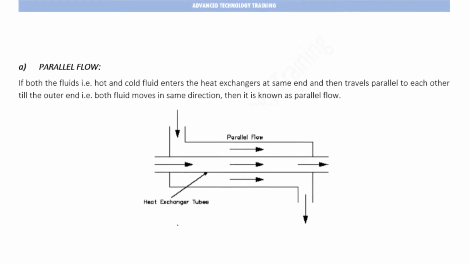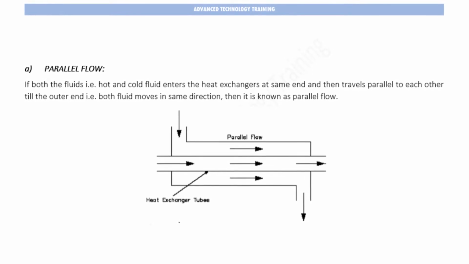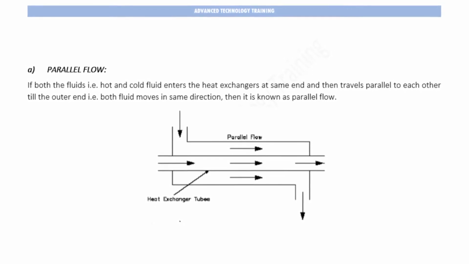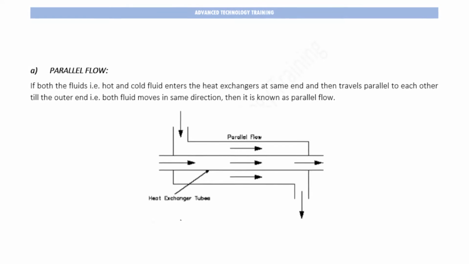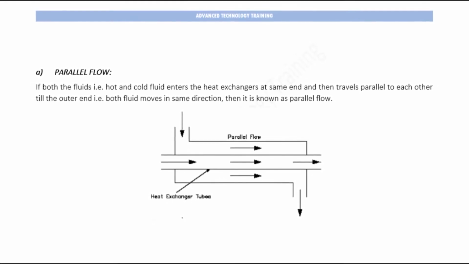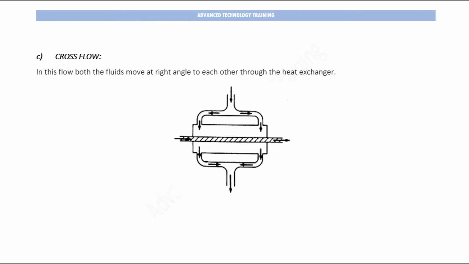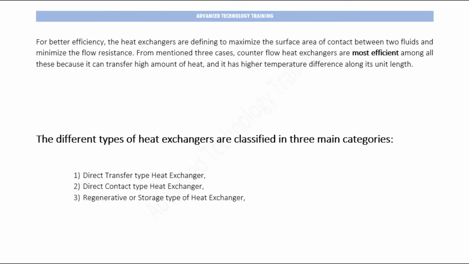A. Parallel flow. If both the fluids, i.e. hot and cold fluid, enter the heat exchanger at same end and then travel parallel to each other till the outer end, i.e. both fluids move in same direction, then it is known as parallel flow. B. Counterflow. When both the fluids enter the heat exchanger at opposite directions but also move parallel to each other, then it is known as counterflow. C. Cross flow. In this flow both the fluids move at right angle to each other through the heat exchanger.